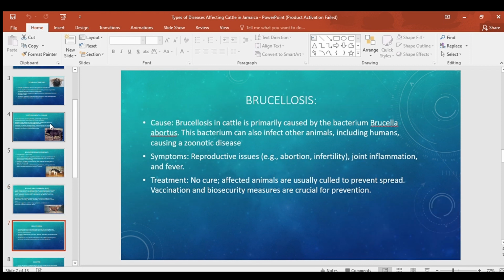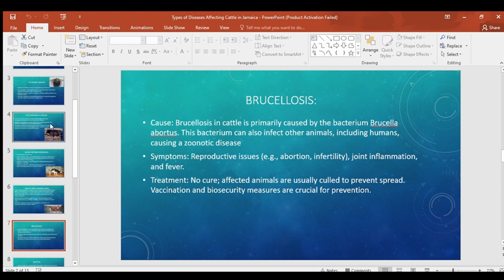Next, we have brucellosis. The cause in cattle is primarily the bacterium Brucella abortus. This bacterium can infect other animals, including humans. So this disease is actually a zoonotic disease. A zoonotic disease is a disease that can spread from animals to humans or from humans to animals. So it's vice versa. And these diseases are very contagious.